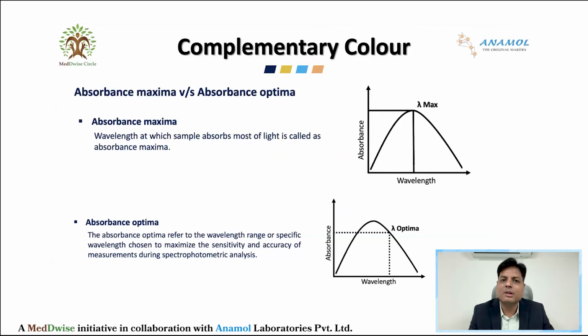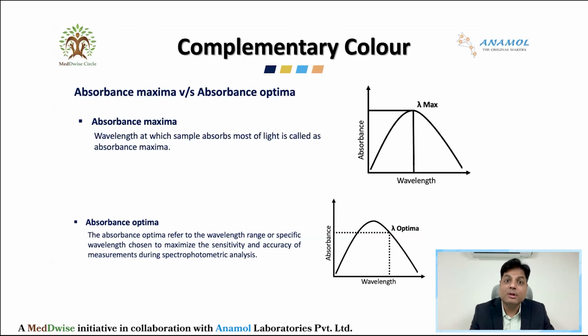We also understood the concept of absorbance maxima and absorbance optima, where absorbance maxima is the wavelength of light which shows maximum absorbance, and absorbance optima is the wavelength of light which only shows the absorbance of the target analyte and nullifies the absorbance of any kind of interfering substance.